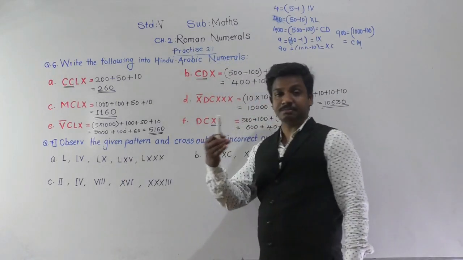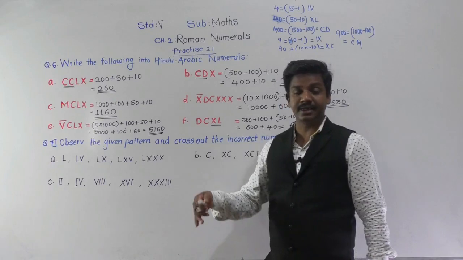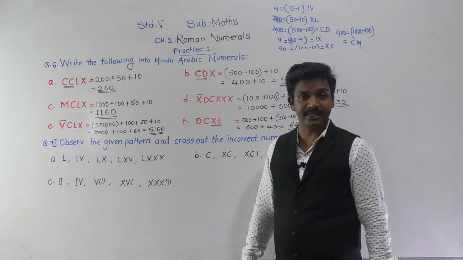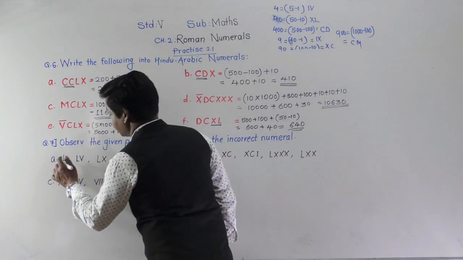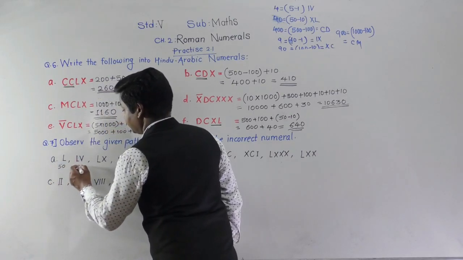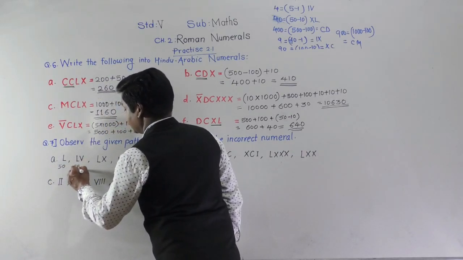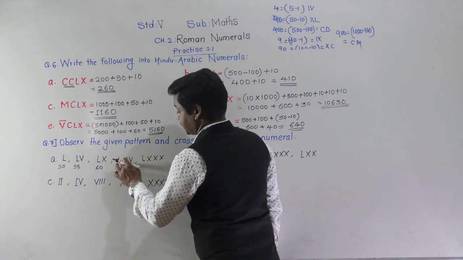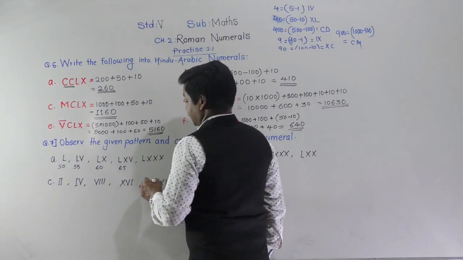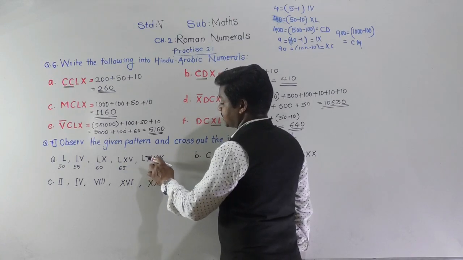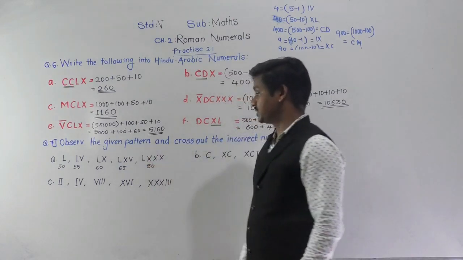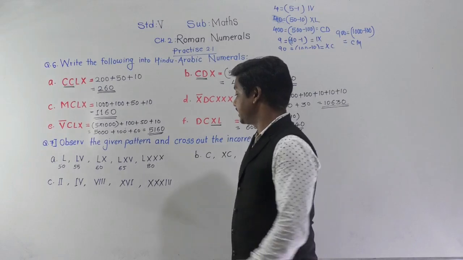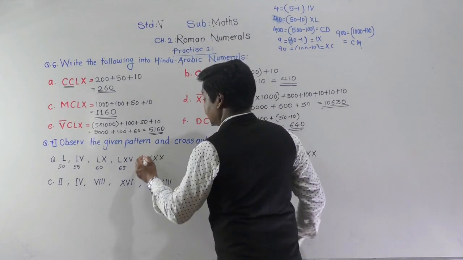To identify the pattern, if you can identify it directly in the Roman numerals, it's well and good. But if you are unable to, convert them into Hindu Arabic numerals. L means 50, correct? LV means 50 and 5, 55. LX means 50 plus 10, that is 60. LXV means 50 plus 10 plus 5, 65. LXXX means 50 plus 10 plus 10 plus 10, that is 80. Now see, 50, 55, 60, 65, then here must be 70, but there is 80. That means this one is the odd one.